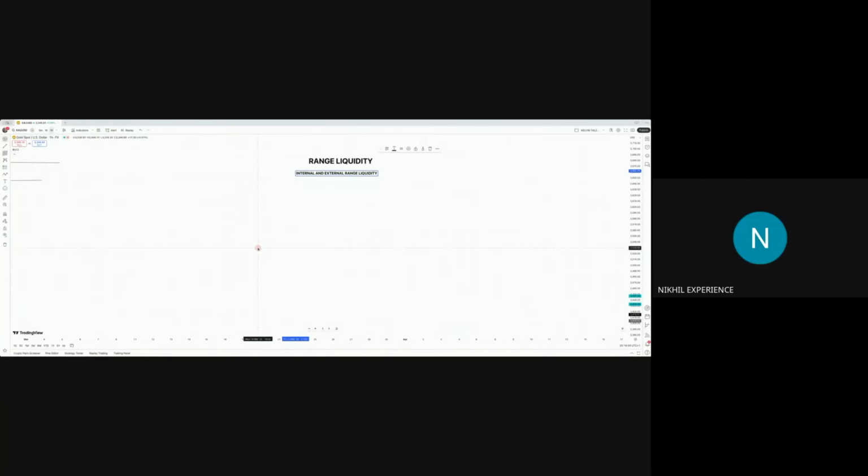Okay, so let's continue. Now, what is range liquidity? Range liquidity is liquidity found within what? Within ranges, just like the name implies. This range liquidity actually depends on the kind of trader you are.